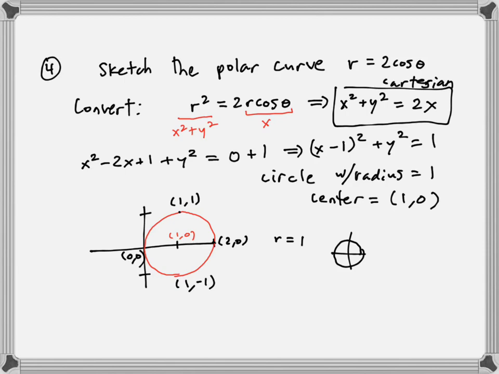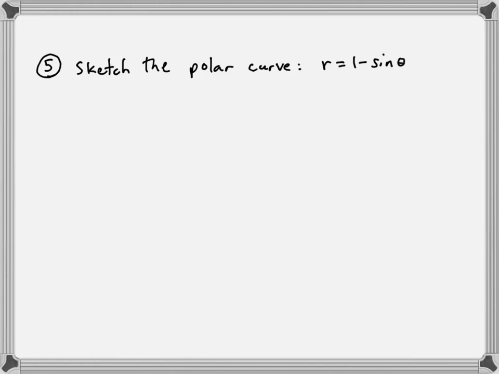Okay, now that one was a bit easy, right? We're going to be getting much tougher now, okay? So number 5. I want us to sketch the polar curve r equals 1 minus sine theta.